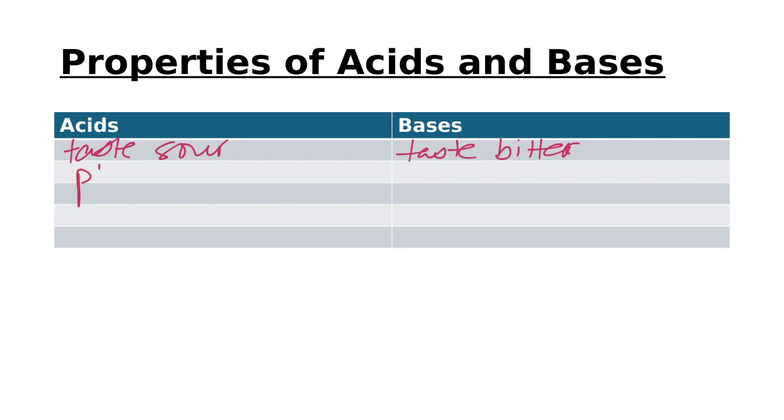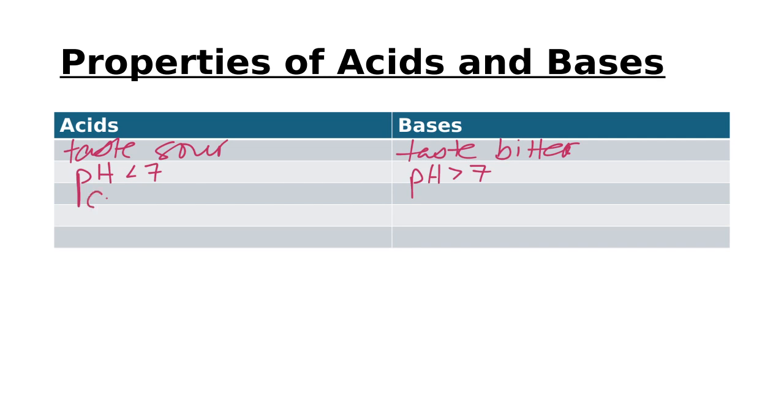pH, okay, so the pH of acids is less than 7. And the pH of bases is greater than 7. Just a reminder that the pH scale runs from 0 to 14, with 7 being neutral.